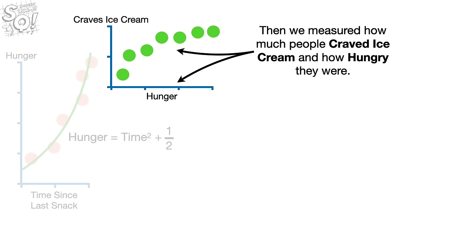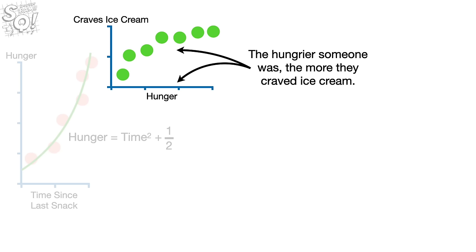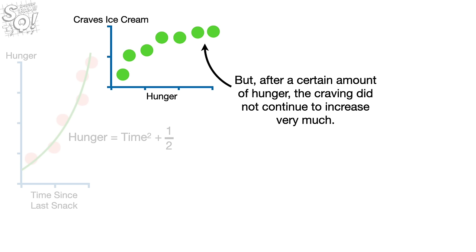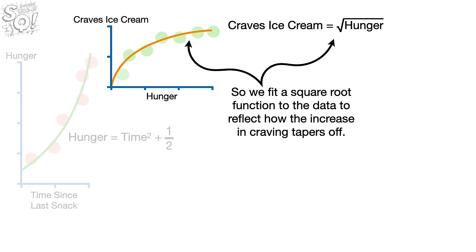Then we measured how much people craved ice cream and how hungry they were. The hungrier someone was, the more they craved ice cream. But after a certain amount of hunger, the craving did not continue to increase very much. So we fit a square root function to the data to reflect how the increase in craving tapers off.